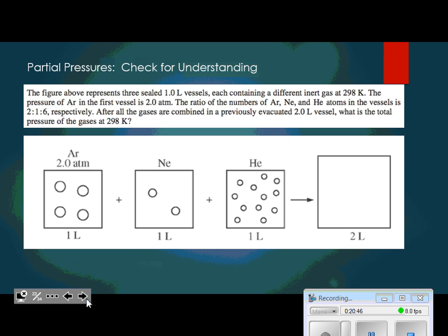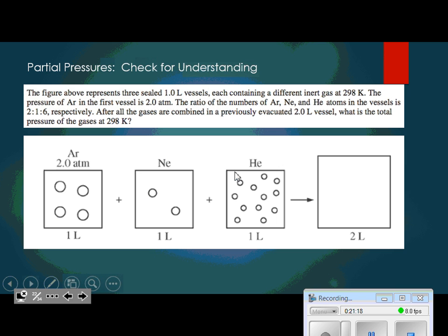Okay, here's another check for understanding. The figure above, and it's actually below, represents 3 sealed 1-liter vessels, each containing a different inert gas at 298 Kelvin. The word inert means it's non-reactive. So that means if I were to mix argon, neon, and helium together, they would not react with each other. They just stay in the container together, and total, they would produce a given pressure inside the new container.